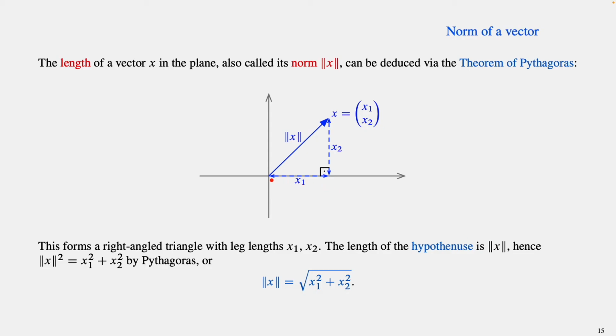And Pythagoras, the classical theorem for right-angled triangles, says a squared plus b squared equals c squared. So c squared would be the square of the norm. A and b would be these two coordinates here. So norm squared equals x1 squared plus x2 squared. Or if we take the root, then the norm of x is just the square root of x1 squared plus x2 squared.